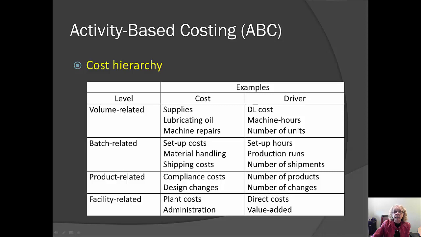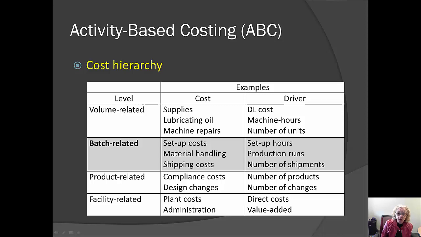So using something like machine hours or labor costs may be very appropriate for costs that we believe are proportional to the number of units that we make. But not all costs behave that way. Some costs are batch related. That is, they occur every time we decide to make a batch of a particular product, but it doesn't matter how many units are in that batch.